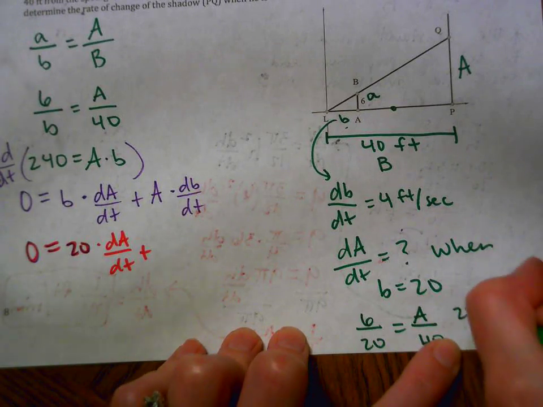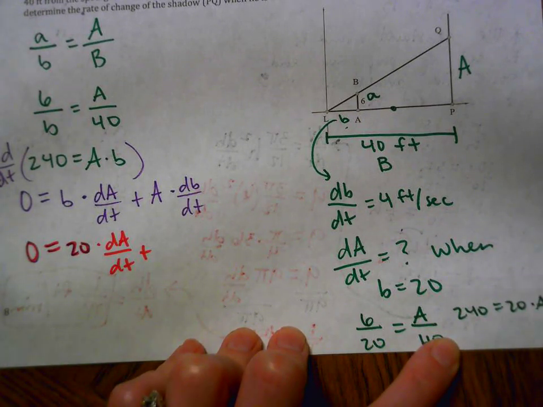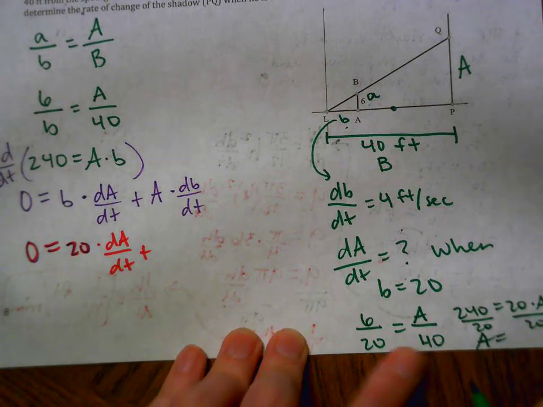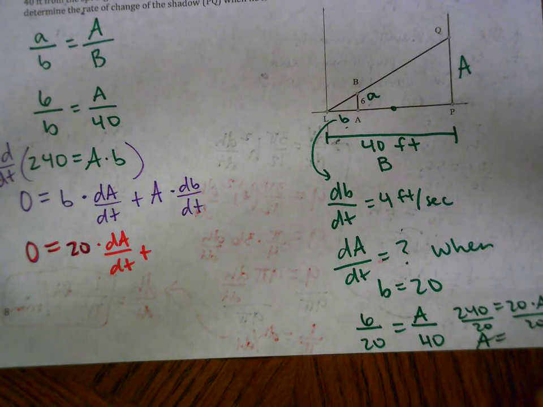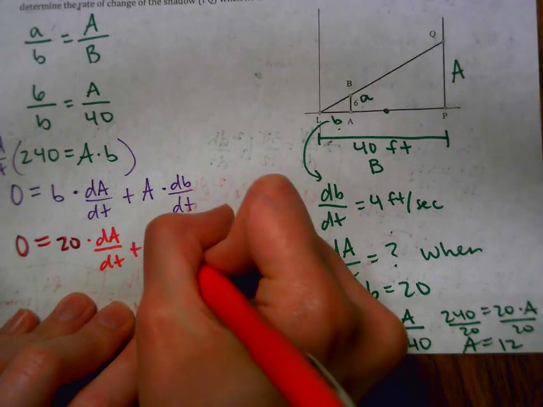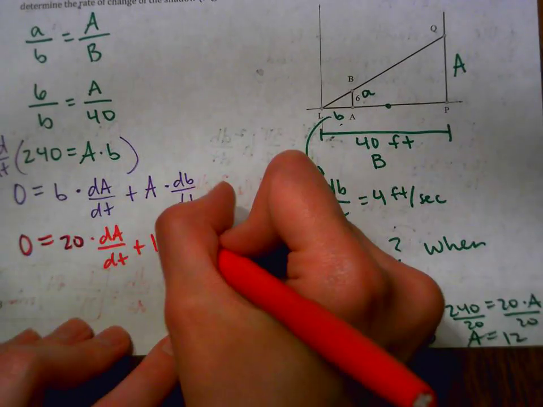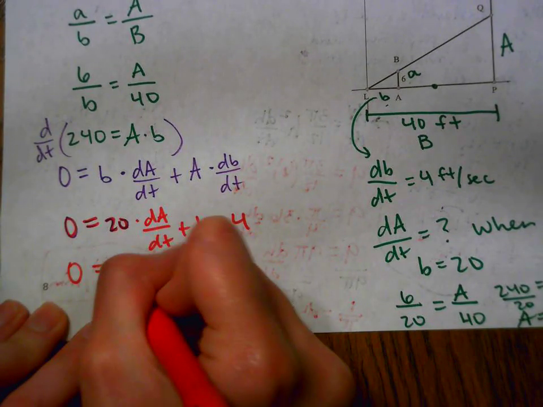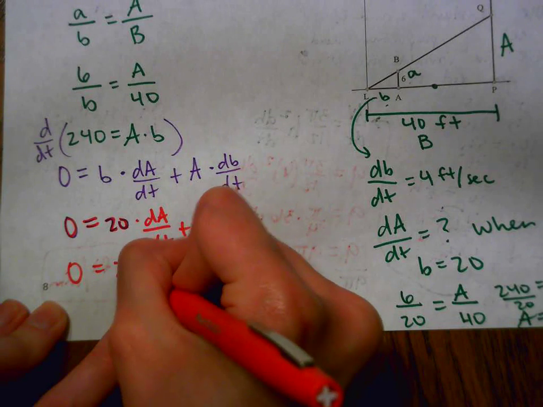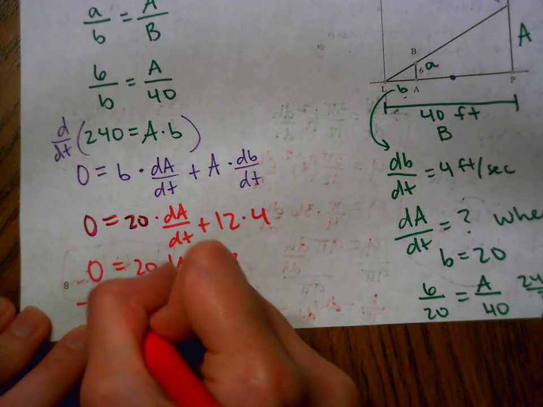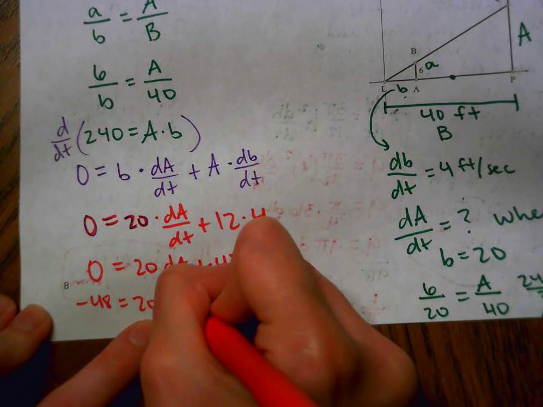Now solve that for uppercase A. So that would be 240 equals 20 times A, so divide by your 20, and that makes A, what is 240 divided by 20? 12. So uppercase A, we're going to plug in 12 for. Times dB/dt, which is 4. Okay, so you should be able to solve that. Plus 48. So then we have negative 48 equals 20 dA/dt.